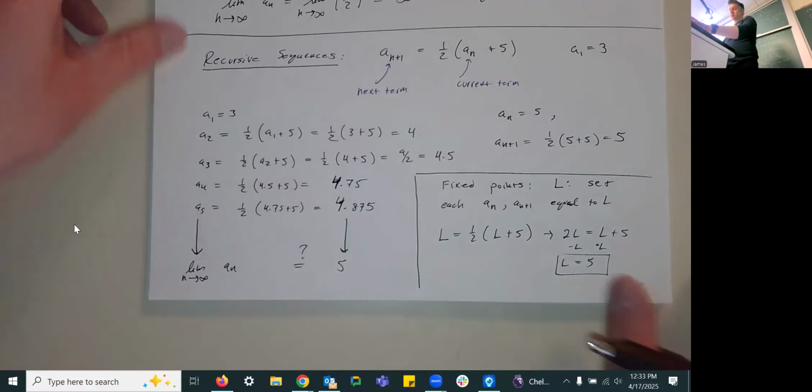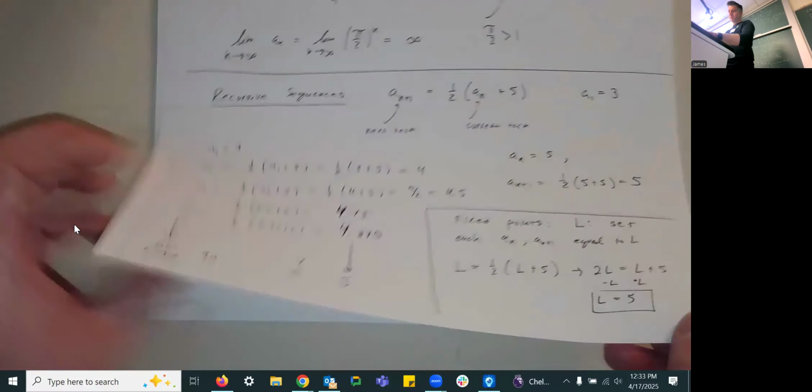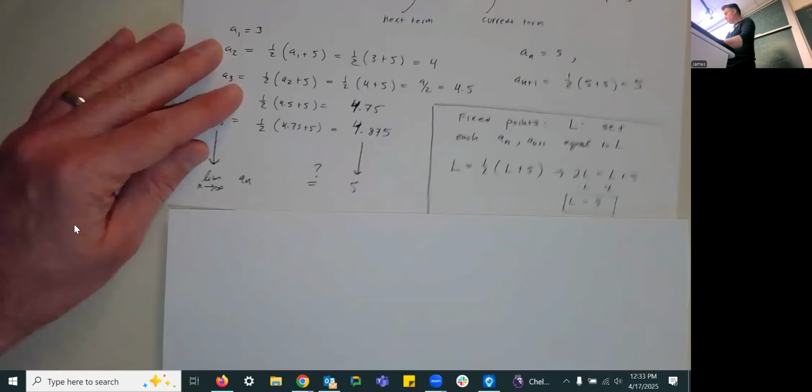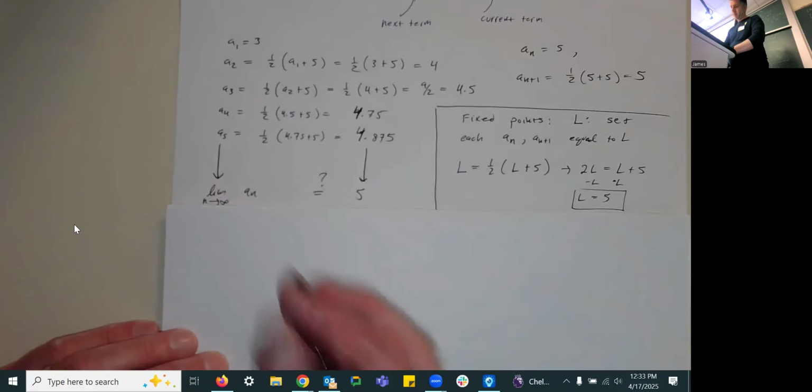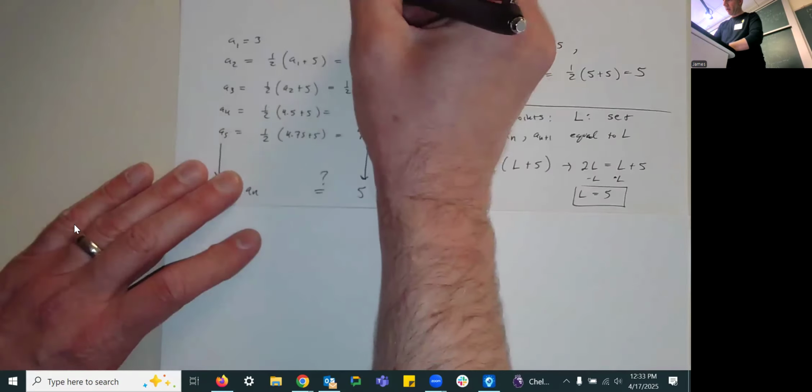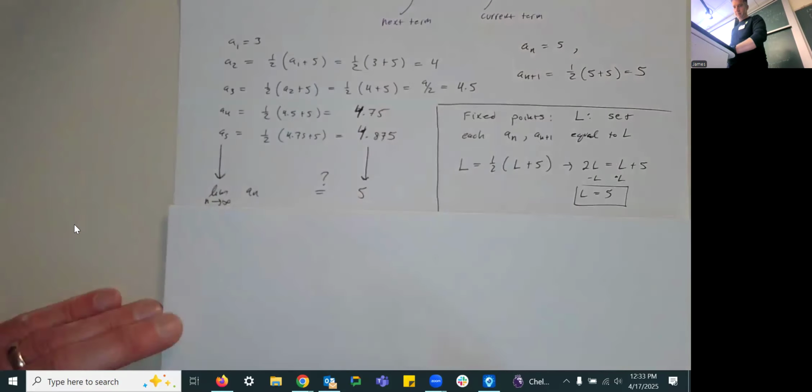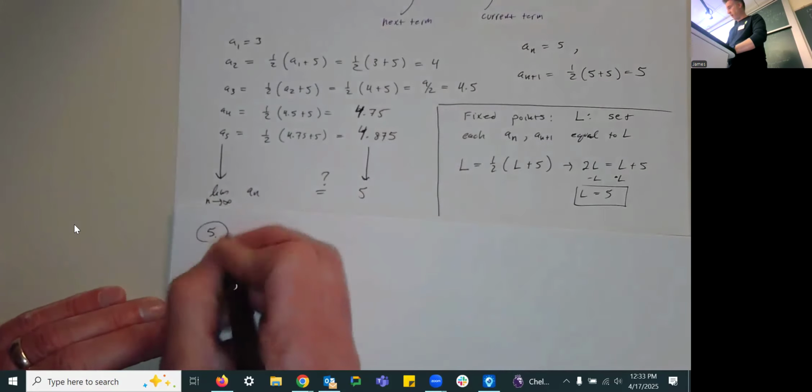Oh, yeah, that's a good one. All right, sure. Let's look at this next one. So here's our recursive sequence. That was a 4. This is a 5.